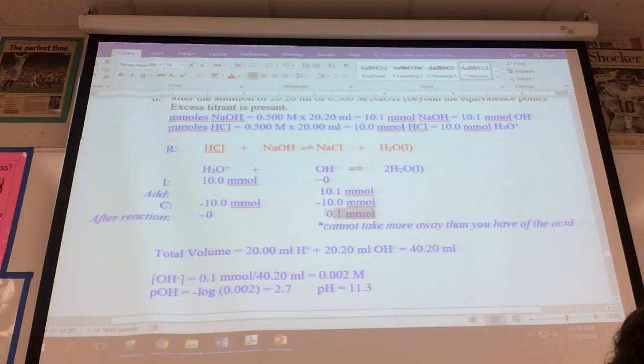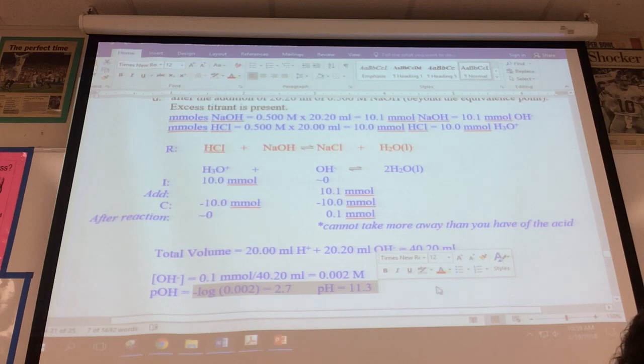base. Can you get the pH off of the concentration of hydroxide ion? Sure. What's the total volume you have now? You had 20 mils of acid and 20.20 mils of base. So you have 40.20. Divide the two. Here's your concentration. Negative log of it, 14 minus that, to get the pH.